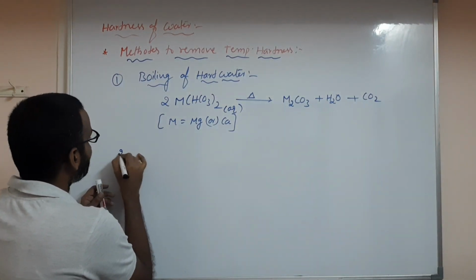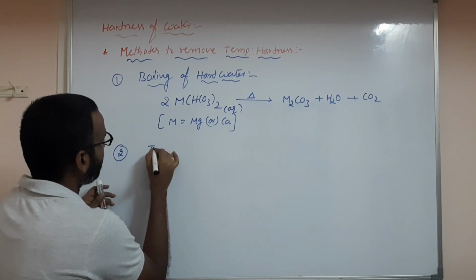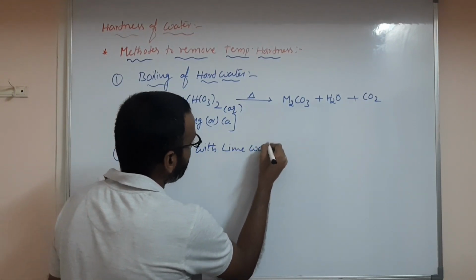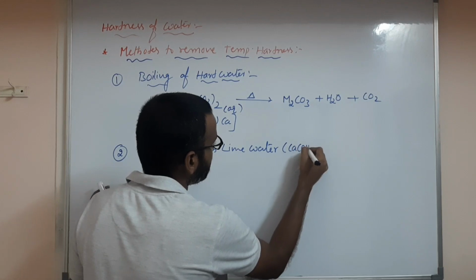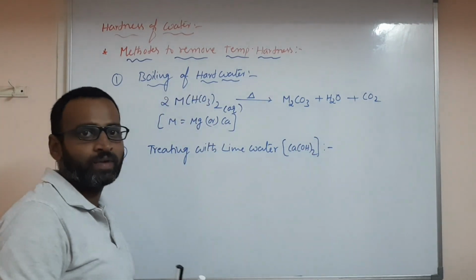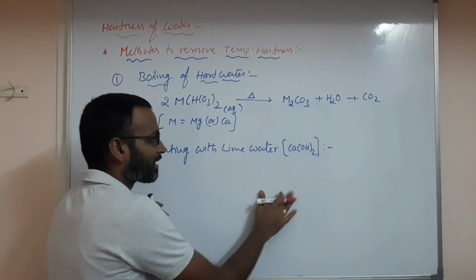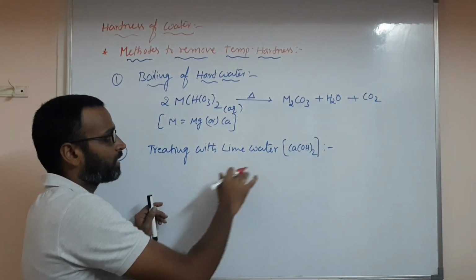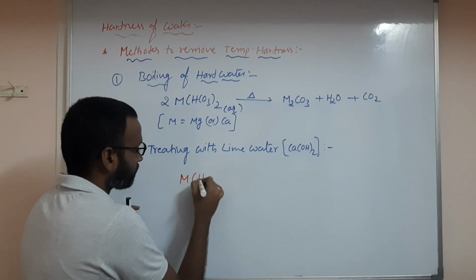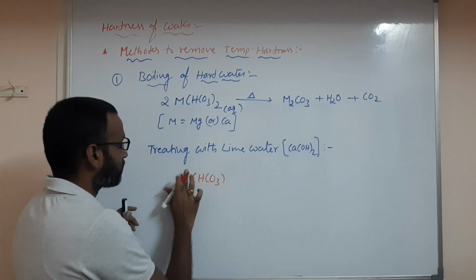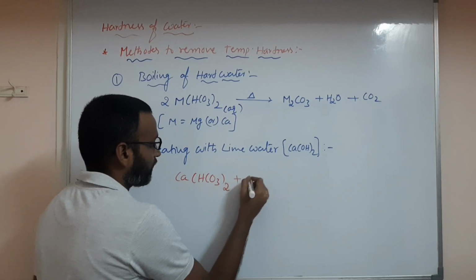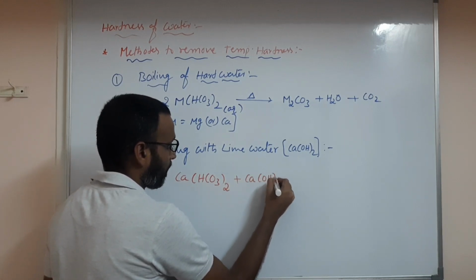So this is boiling, and the second method is treating with lime water. What is lime water? I already gave it: calcium hydroxide, Ca(OH)2. When calcium hydroxide reacts with hard water, the hardness is removed. Suppose you have M(HCO3)2 reacting with this Ca(OH)2.